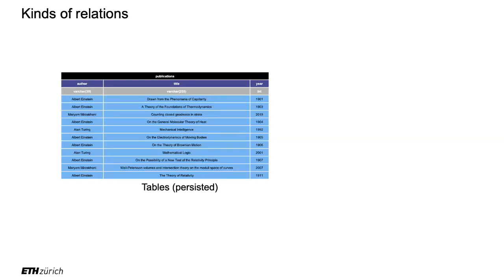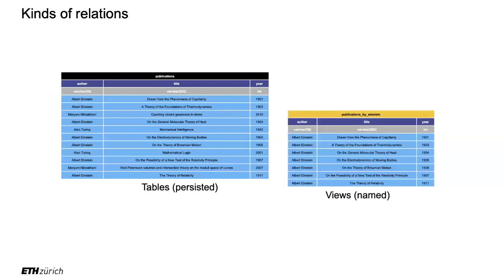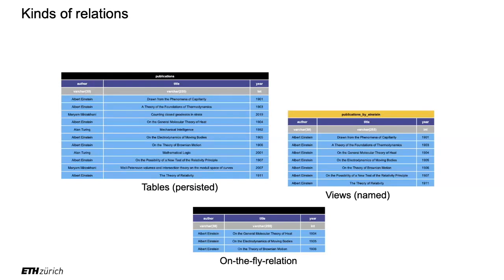And that brings us to the fact that now we don't have only two types of relations, those that have a name and those that don't have a name, but now we have three. We basically have the persisted relational tables, those we define with create table, yes?